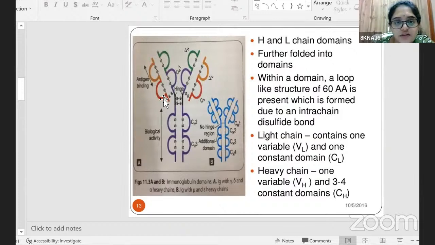So these are the constant regions. This is the variable regions. This is the constant heavy chain. This is the variable heavy chain. So this is a heavy chain. This is a light chain. Again, heavy chain, light chain, heavy chain, and the light chain, as you can see. So, hinge region.